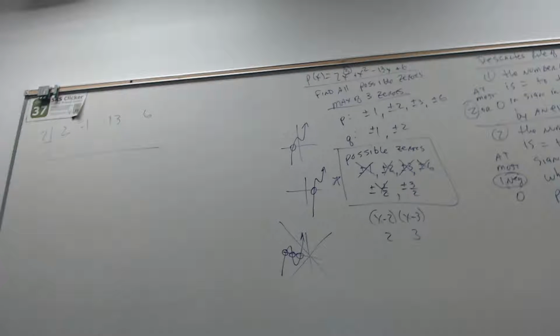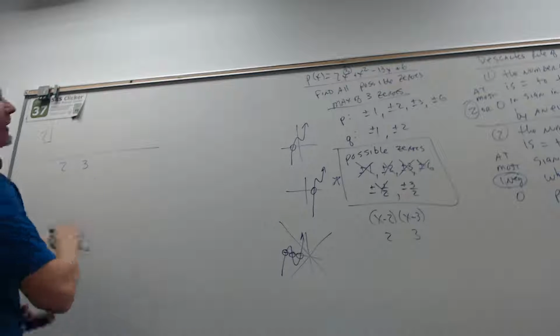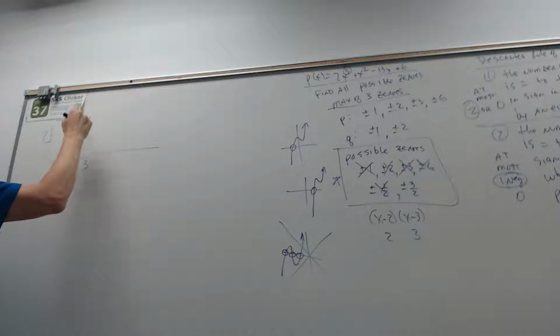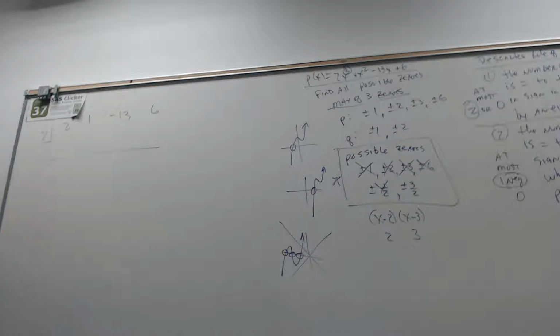Niels, can you take it away? Perfect, bring down the 2. Positive 1. 4. That's positive 1. 3. Oh, actually, yeah, we didn't change that, did we? We wrote the problem down right. So 2, positive 1, minus 13, and 6. Let's try that again. Now it'll work.